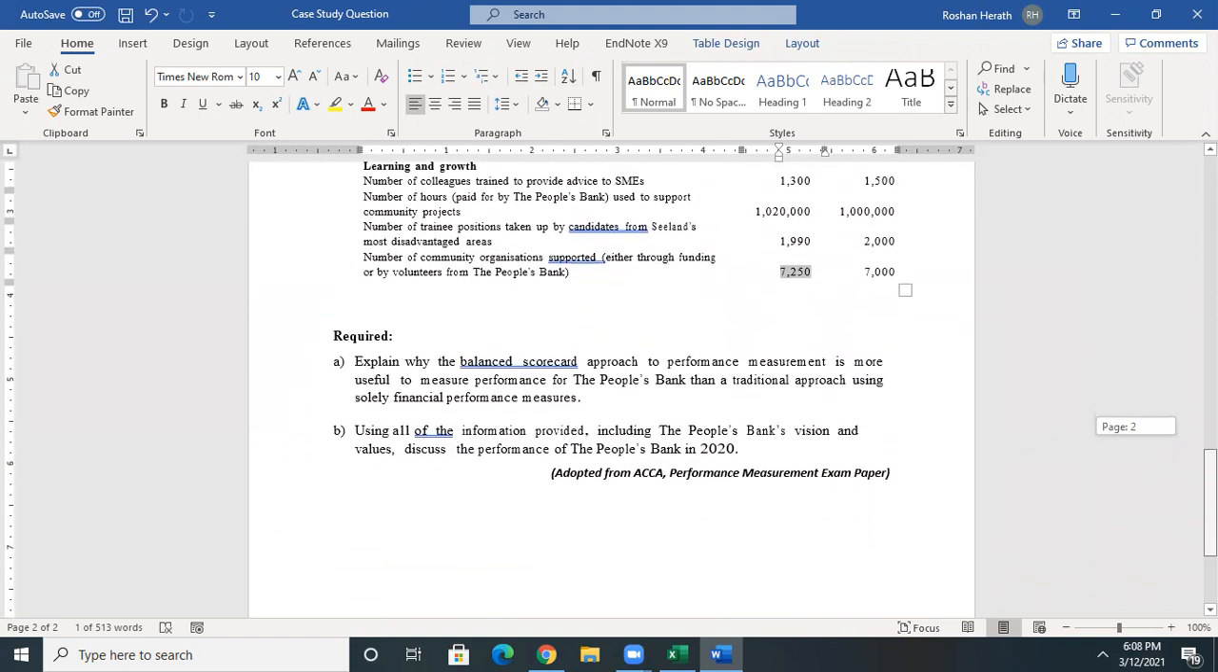Right? Then it asks you, explain why the Balance Scorecard approach to performance measurement is more useful to measure performance for the People's Bank than a traditional approach using solely the financial performance measures.